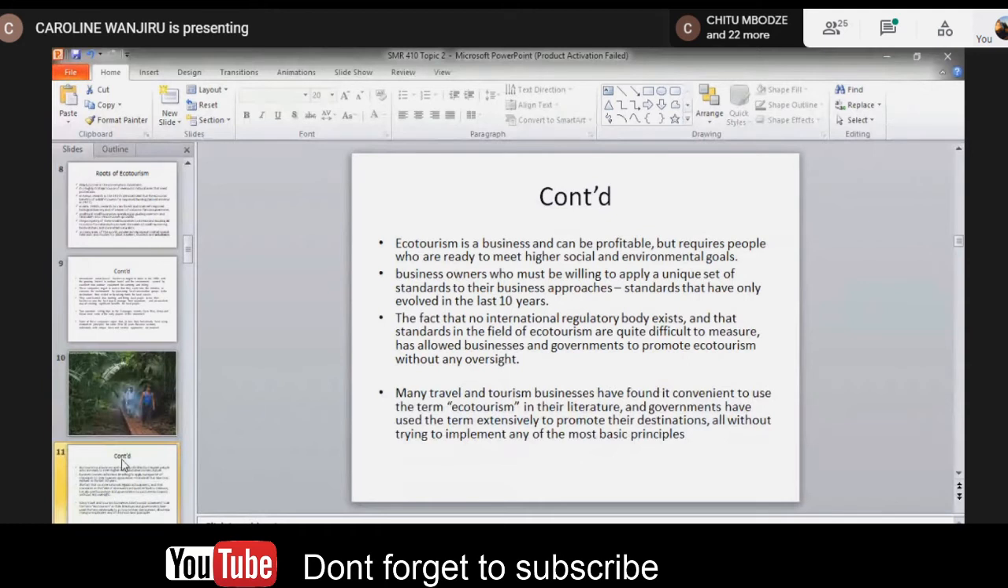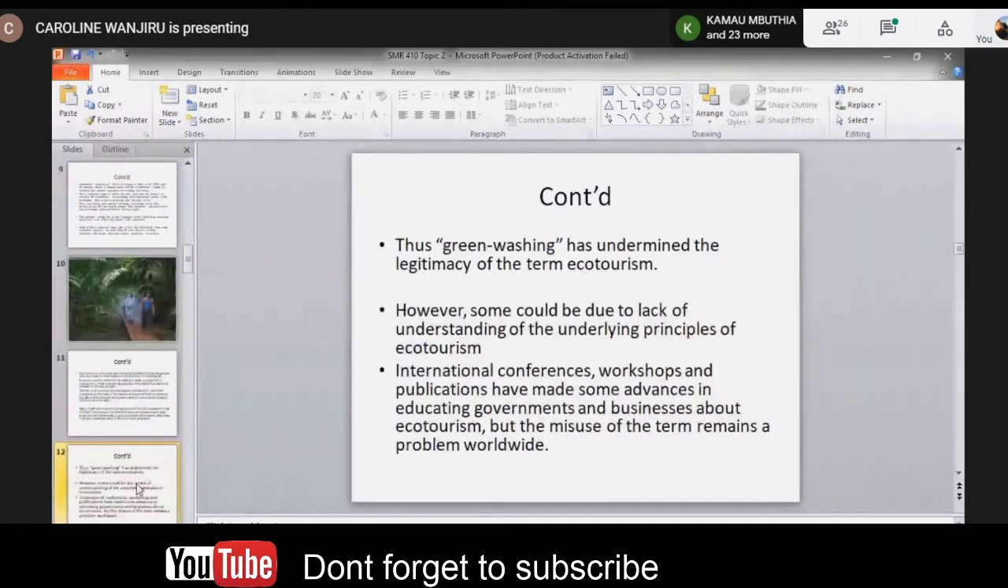So I think what is lacking right now are the standards, or even the vetting that says this is an ecotourism outfit, or this outfit has absolutely nothing to do with ecotourism. Now, ecotourism is a business and it can be profitable. So we've got this term greenwashing.